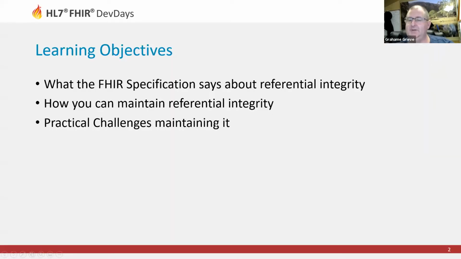All right, so we're going to talk about referential integrity because there are some interesting challenges associated with that. I'm going to start by talking about what it is and what the specification says about it. I'm going to look at how you can maintain referential integrity and some practical challenges associated with that.